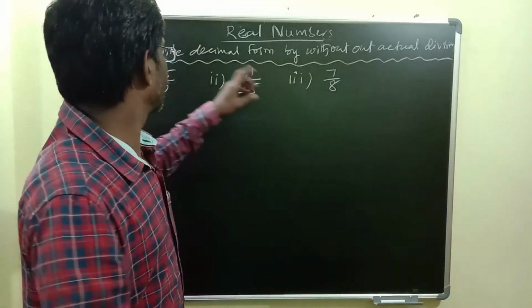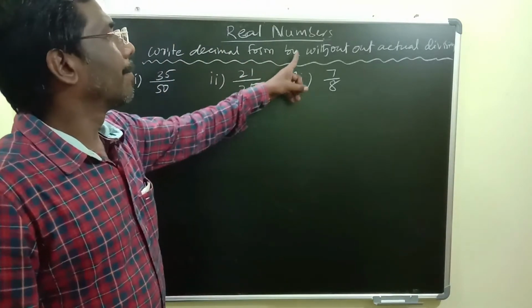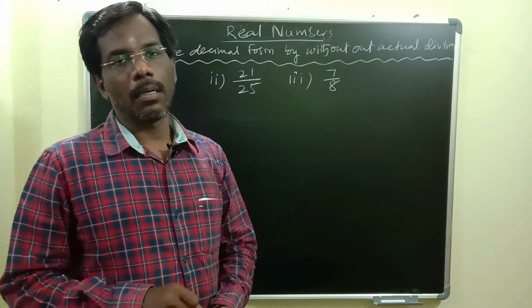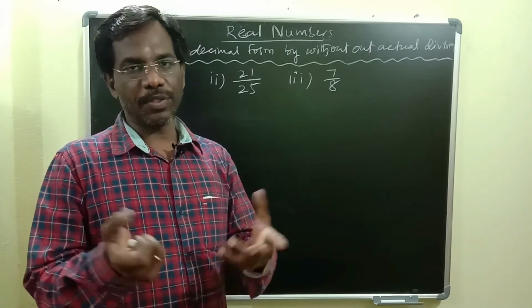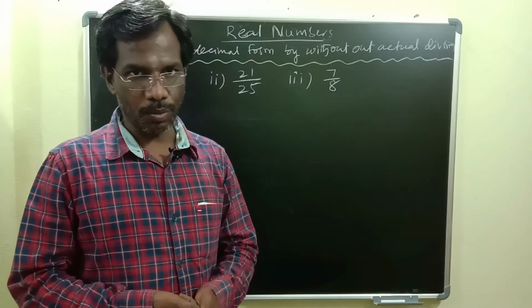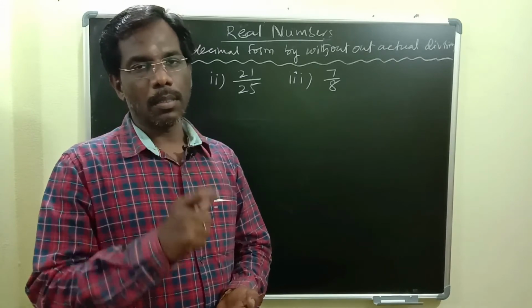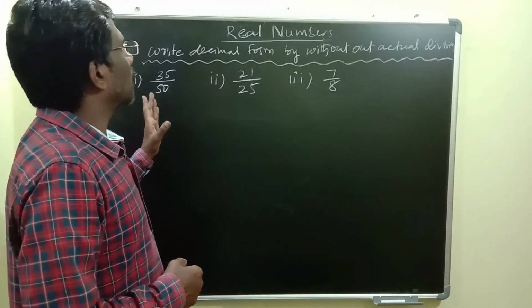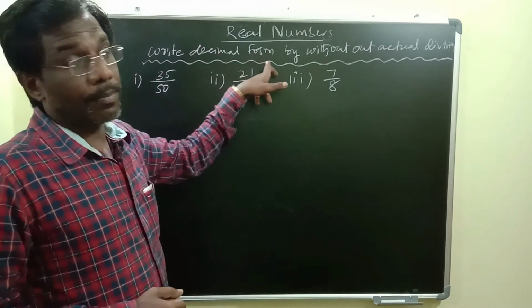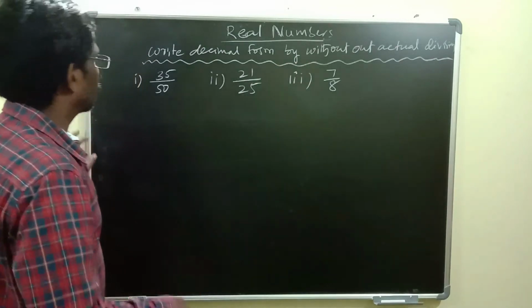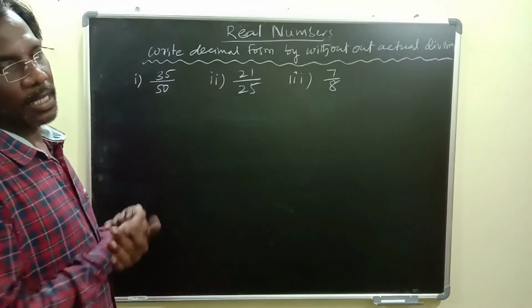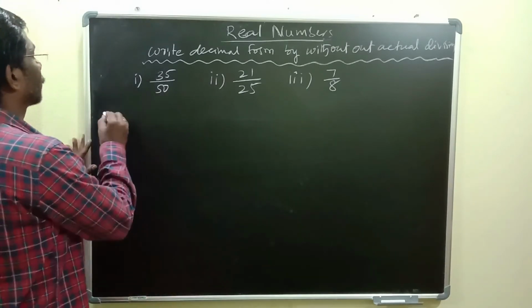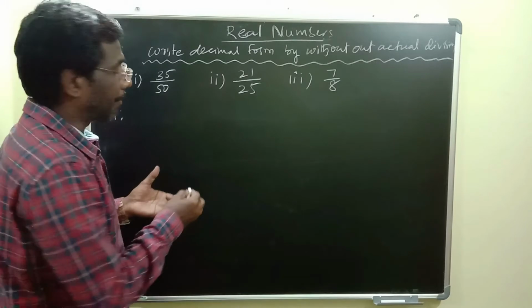Now the question: write the decimal form without actual division. They have given a rational number in the form of P by Q, that is, fraction form. That fraction form is converted into decimal form without actual division. So how do we write the decimal form without actual division? Now I am going to show you the solution for the first sum.